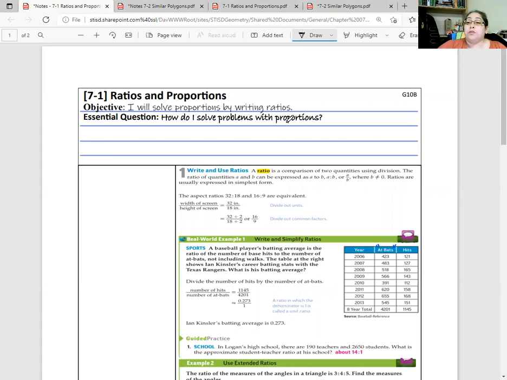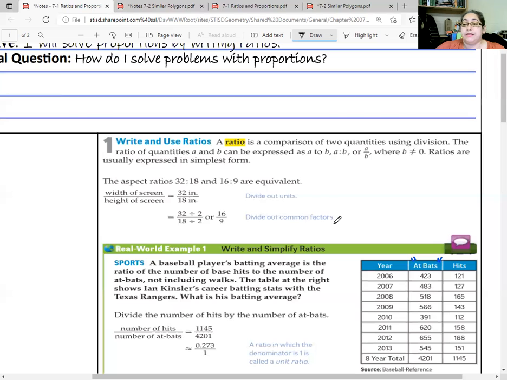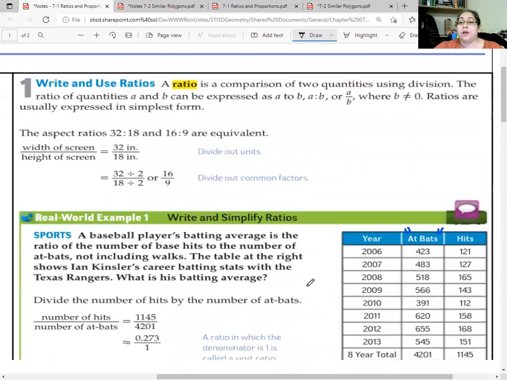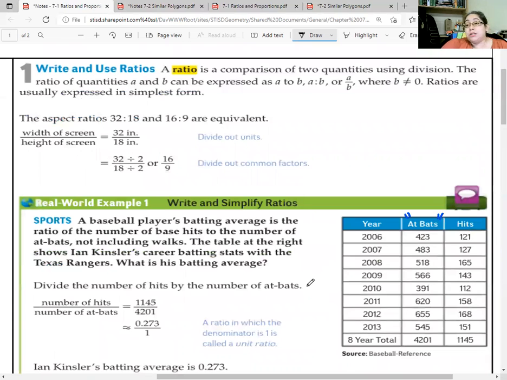We're going to solve proportions. We're going to write some ratios today. And so our first step is to define what a ratio even is. A ratio is a comparison of two different quantities using division. So it's basically a fraction. We can express it three different ways.